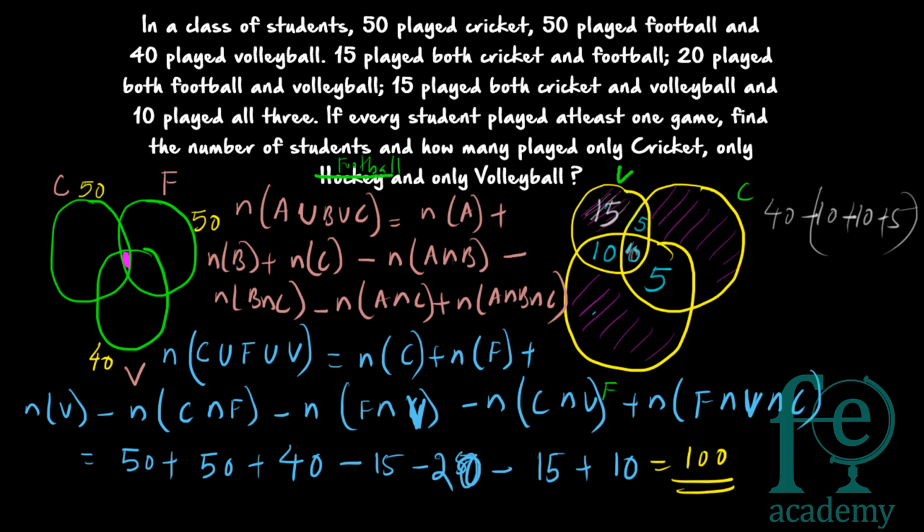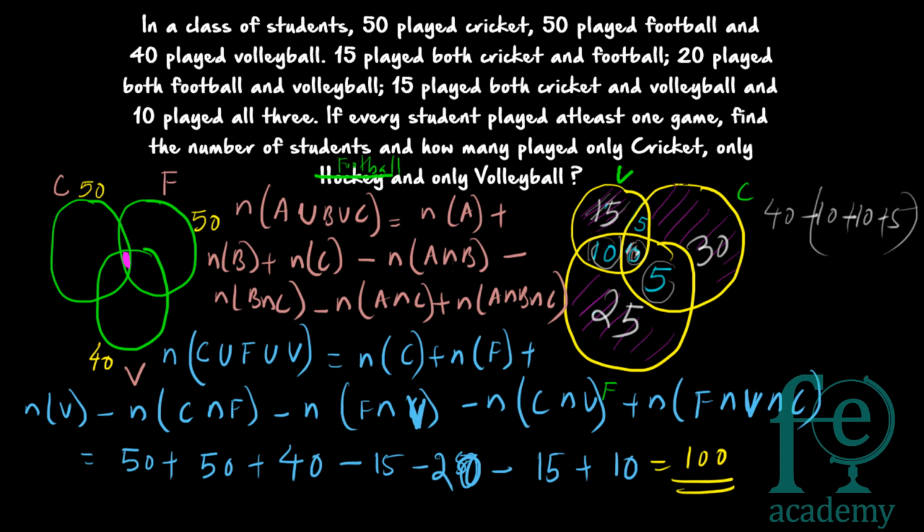Then what about the next one? Only cricket. How many students are playing cricket? 50. So 50 minus 5 is 45, 45 minus 10 is 35, and 35 minus 5 is 30. So 30 students will be playing only cricket. Now football, how many students are playing football? 50 students. Out of that, 10 will be here. So 50 minus 10 is 40, 40 minus 10 is 30, and 30 minus 5 is 25. So 25 students will be playing only football.